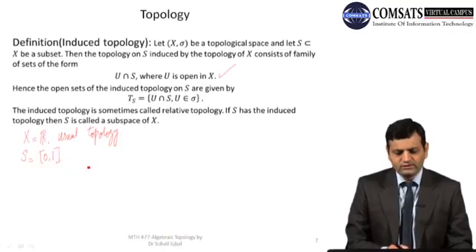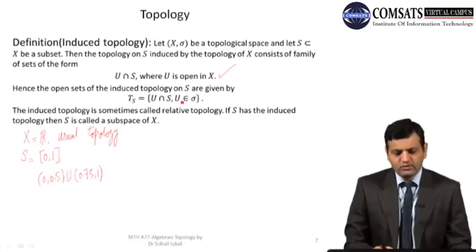Of course, this is going to become sets like this. So a typical set will be something like this: 0 to, for example, 0.5, union, let's say, 0.75 to 1. So this is a very typical open set under this induced topology from the usual topology on S. Okay, so similarly we can find other open sets in this induced topology.